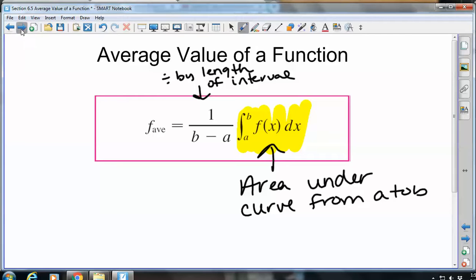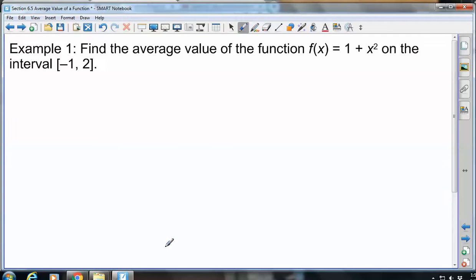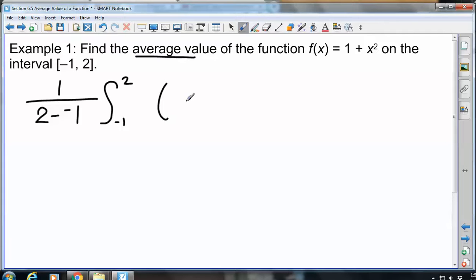So let's look at a problem. I want the average value of the function f of x equals 1 plus x squared on the interval -1 to 2. So where am I going to integrate from? -1 to 2. Since it's average value, what goes out in front? Right, 1 over 2 minus -1, or 2 plus 1. My function is just my 1 plus x squared dx. So that gives me a 1/3 out in front.